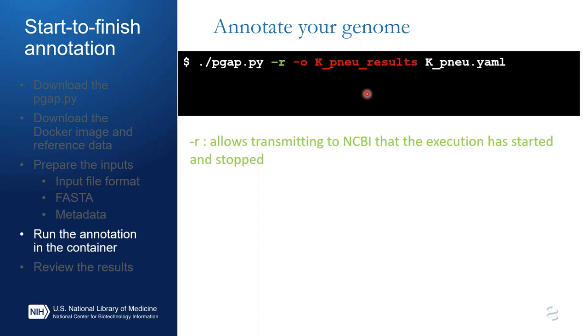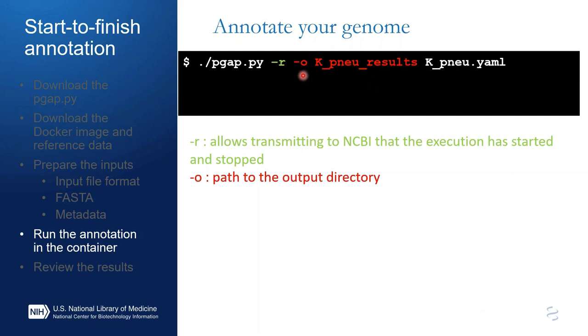The reason we ask you to please use that parameter is that it allows us to essentially justify our existence. It allows us to show our bosses that people are using our tool. And the second parameter here, all it collects is the start time, the end time, and a random UUID. So we are not collecting the final data that you get. We're not collecting the input data that you provide. It is very limited information.